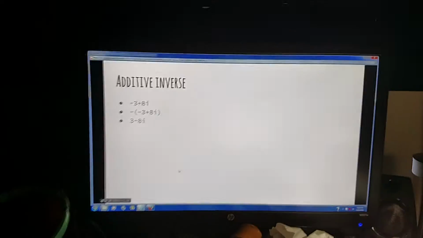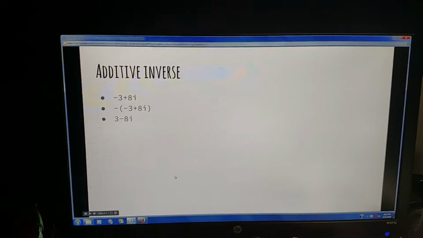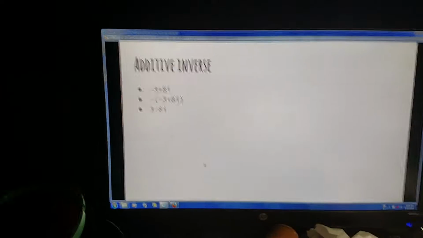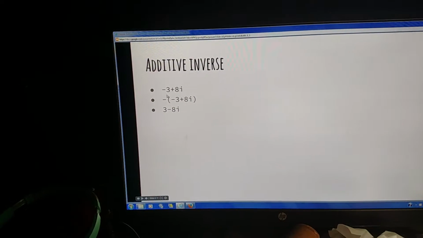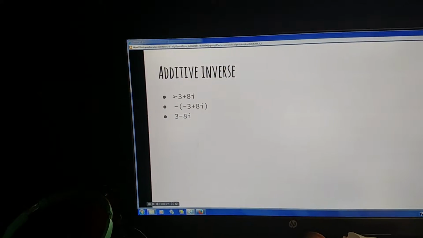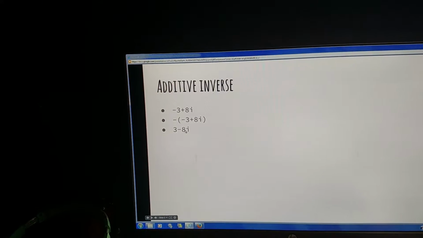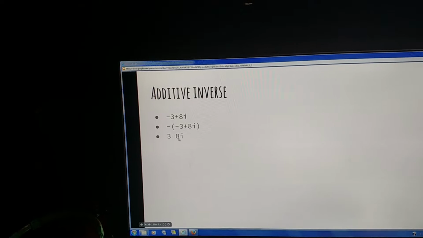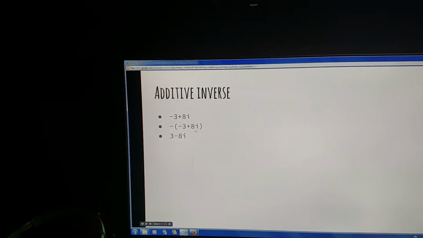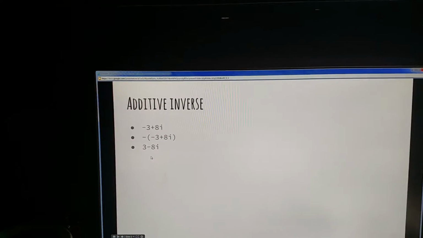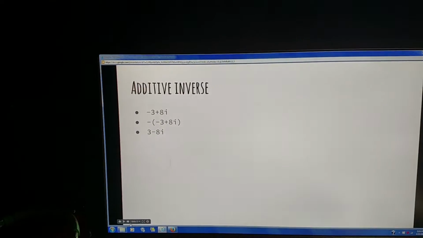Adding inverses. So basically, you see the plus and minus. All we do is just switch them around. The 3 becomes a positive, and 8i becomes a negative. You see that? You see it?